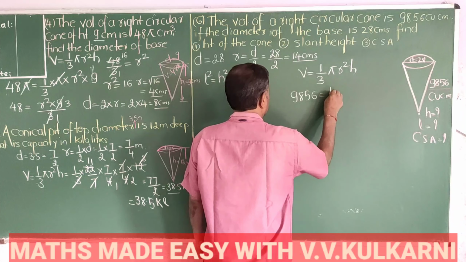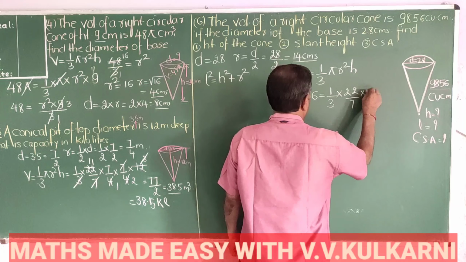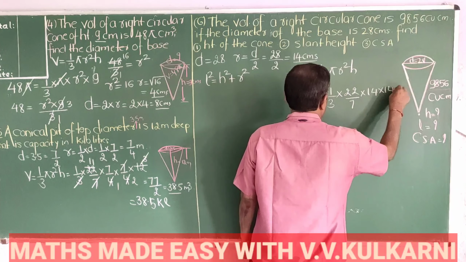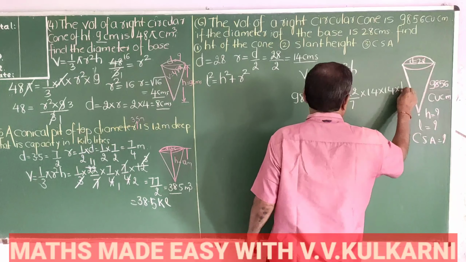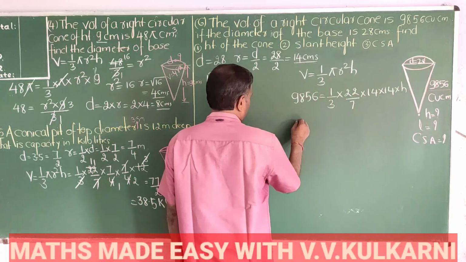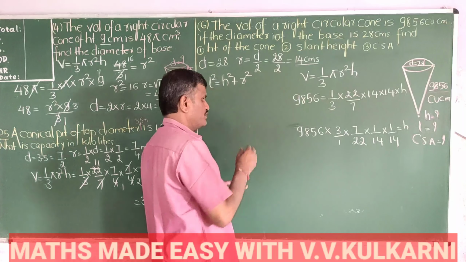9856 is equal to 1/3 into 22/7 into radius 14 multiplied by 14 multiplied by height h. So wherever possible, shift everything to the right-hand side: 9856 into 3/1 into 7/22 into 1/14 into 1/14 is equal to h. Without disturbing much, I have transposed everything to the left side.